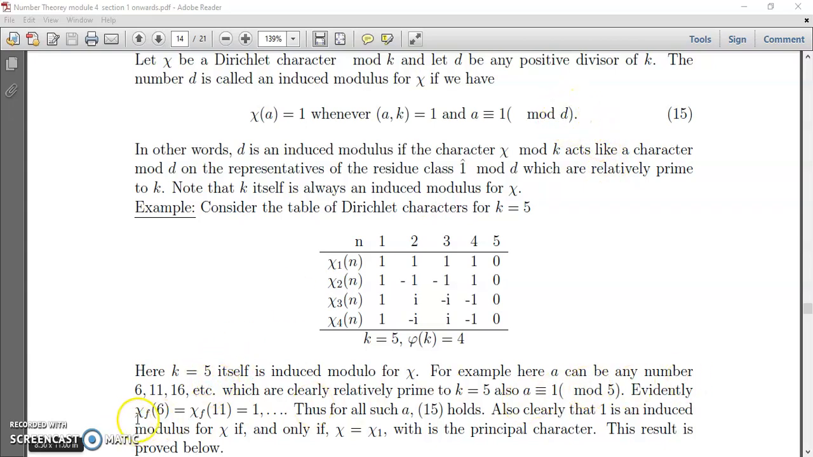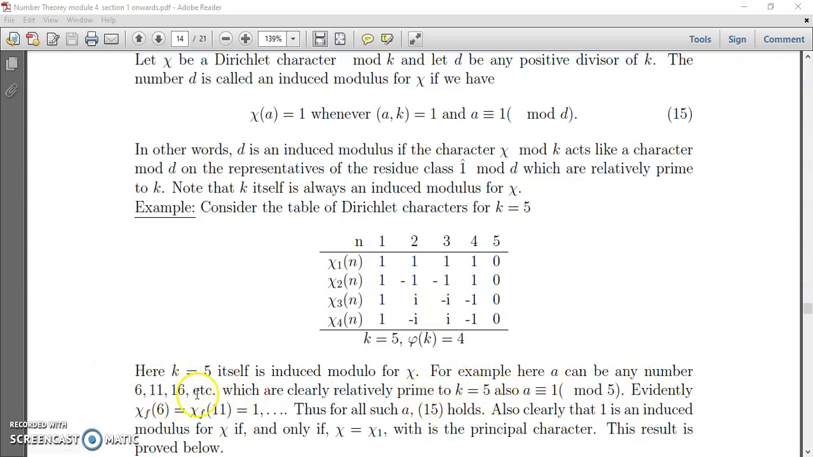Here a is any number, so you have to take the condition a is equal to 1 mod 5. So the numbers are 6, 11, 16, etc. Also, gcd of a, k is 1. It is clear that for 6, 11, 16, etc., the gcd between these two numbers is 1.